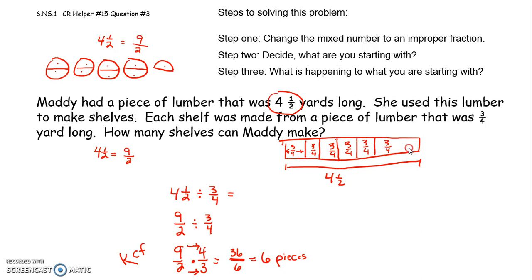My picture's not very good. Oops, let me shorten it up. But I guarantee you, if we take 3/4 and add it to itself 6 times, we'll come up with 4.5. 3/4 and 3/4 is 1.5. 3/4 and 3/4 is 1.5. 3/4 and 3/4 is 1.5. So I really have 1.5, 1.5, 1.5, 1, 2, 3, 4.5. That's just my quick check.